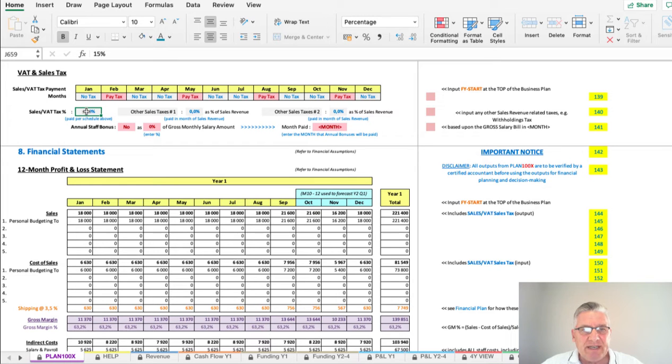I've put in 15%. In some countries it's higher, in some countries it's lower. You'd need to put the right percentage in for your country. We've also got an allowance for other sales taxes. So there's two of them, other sales tax 1, other sales tax 2.